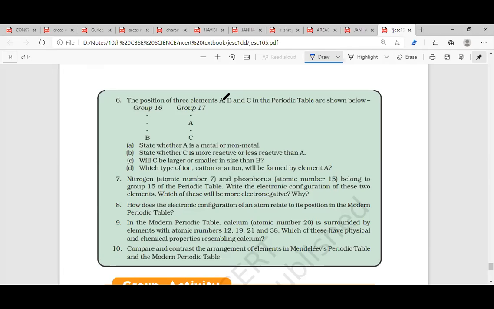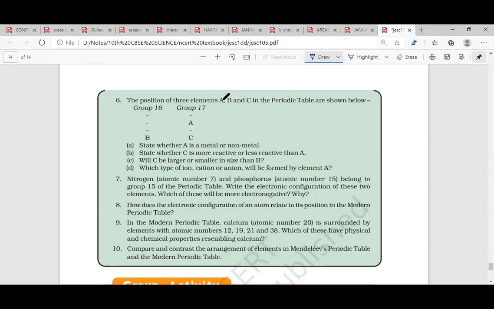The position of hydrogen will remain the same, ma'am, because that was a drawback in Mendeleev's. Hydrogen is placed in both places, in the first group and also in group 17, because it has properties similar to both. When hydrogen loses one electron, it behaves like alkali metals, and when it gains one electron, it behaves like halogens.